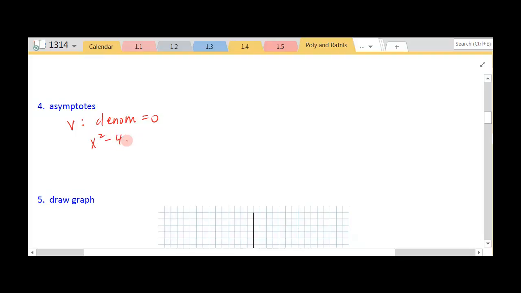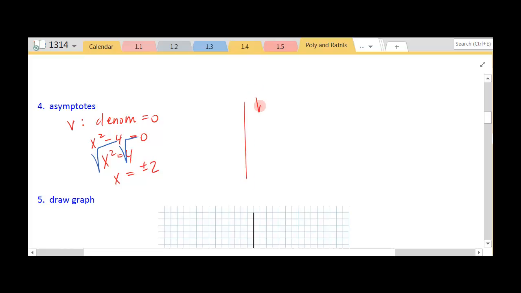The denominator of my function is x squared minus 4, and I can move 4 to the other side, take the square root of both sides, and you can see that we have x is equal to plus or minus 2. So in other words, I have vertical asymptotes occurring at x equals plus or minus 2.